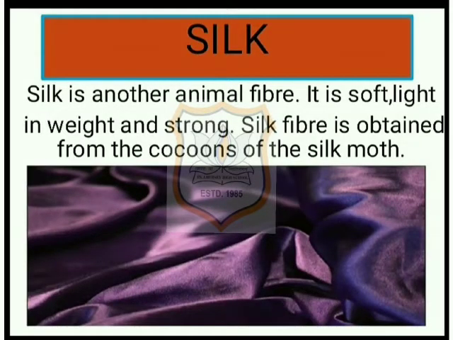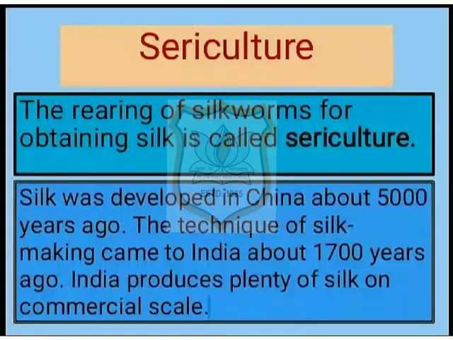Silk is another animal fiber. It is soft, light in weight and strong. Silk fiber is obtained from the cocoons of the silk moth. The rearing of silkworms for obtaining silk is called sericulture.